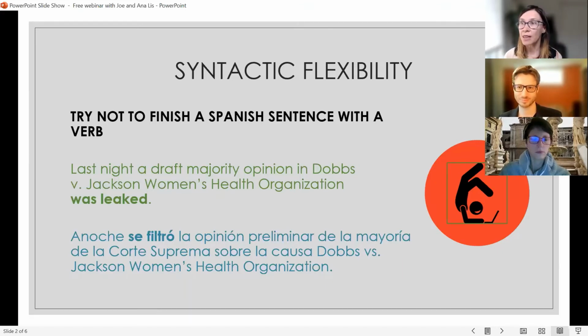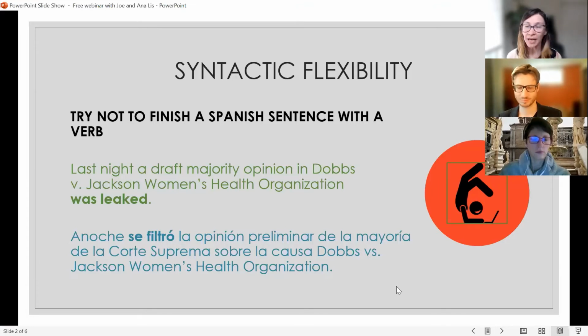So the very practical way of applying this syntactic knowledge is by not finishing a sentence with a verb. English does that. In this example, we have: last night a draft majority opinion in Dobbs versus Jackson Women's Health Organization was leaked. The sentence ends there with the verb. Now, we can, of course, translate this very literally in terms of structure and say, anoche la opinión preliminar de la mayoría de la Corte Suprema sobre la causa Dobbs versus Jackson Women's Health Organization se filtró.